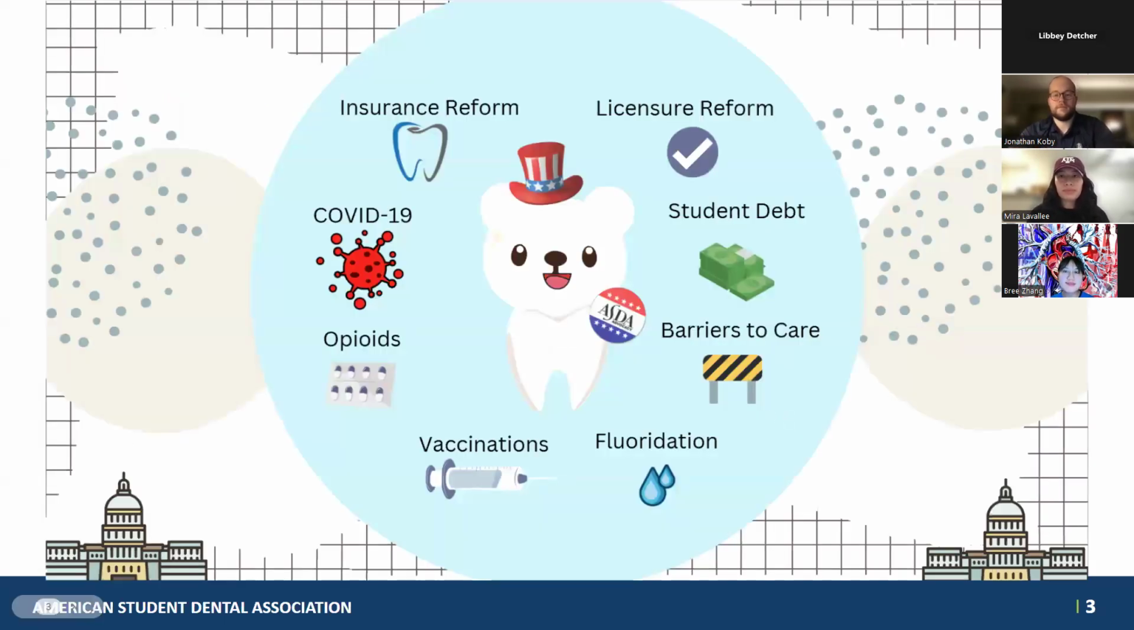Next. So this is Molar Bear. This is our advocacy mascot. Advocacy, we focus on a lot of different issues from insurance reform, licensure reform, student debt, barriers to care, fluoridation, vaccinations, opioids, and COVID-19. And so each year the advocacy issues change and develop. And so it's always important to stay informed to see what's going on.